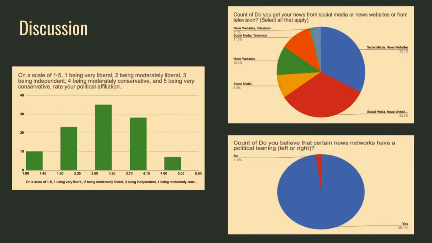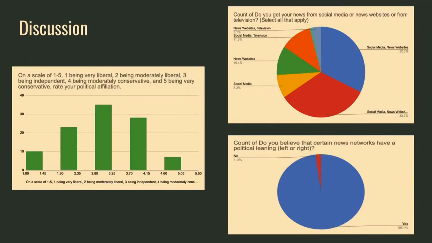And here are some charts with some interesting information. The first one, all the way on the left, this little bar graph here. What stood out to me the most here was this question asked, on a scale of 1 to 5, 1 being very liberal, 2 moderately liberal, 3 independent, 4 moderately conservative, and 5 very conservative, rate your political affiliation. As you can see, a majority, 34%, were independents, and 27.2% identified as moderately conservative, and 22.3% identified as moderately liberal. And this goes to show that this age group is not as polarized as people might think.